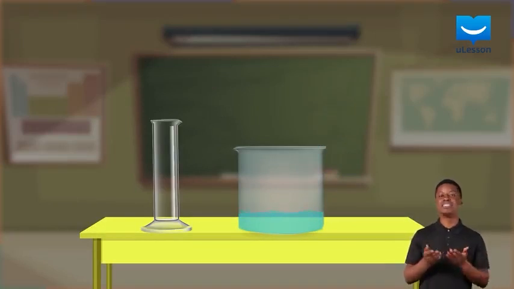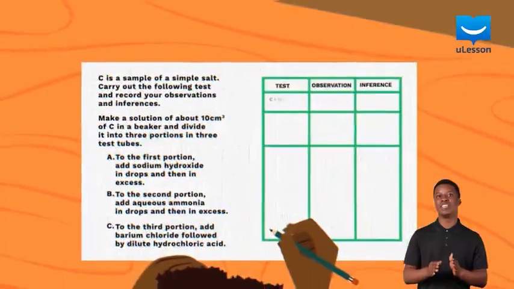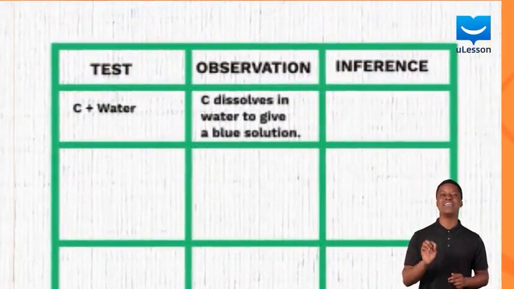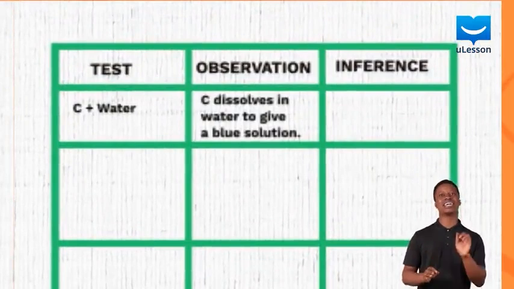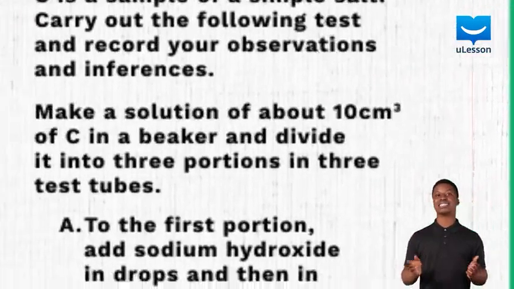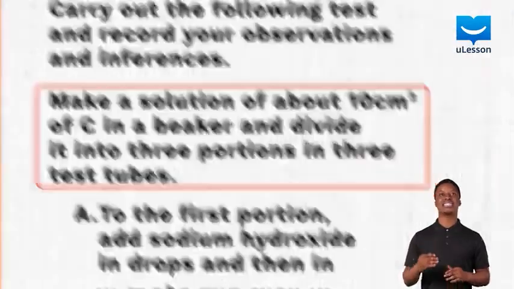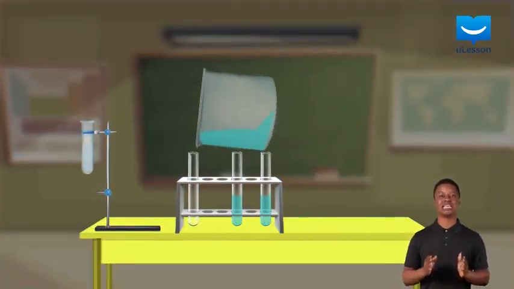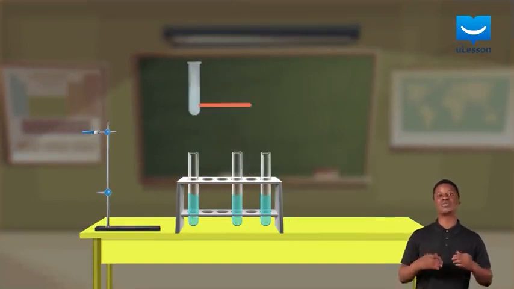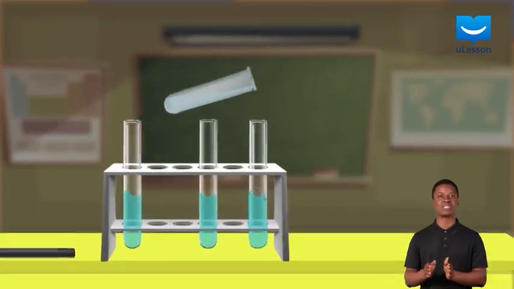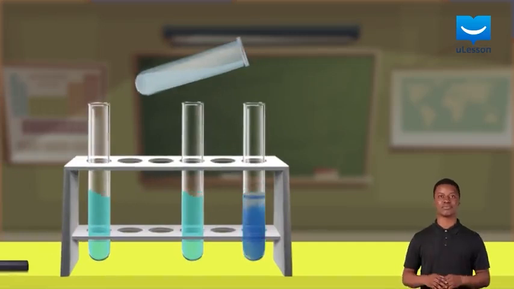Since the sample C dissolves in water, our observation would be that C dissolves in water to give a blue solution. And this leads us to conclude that C must be a soluble salt. As stated in the question, the next step is to divide the salt into 3 portions in separate test tubes and add sodium hydroxide solution to the first portion in drops and then in excess.